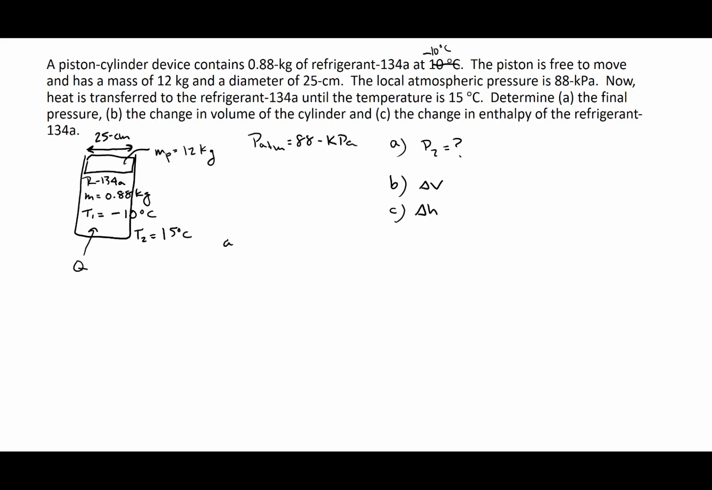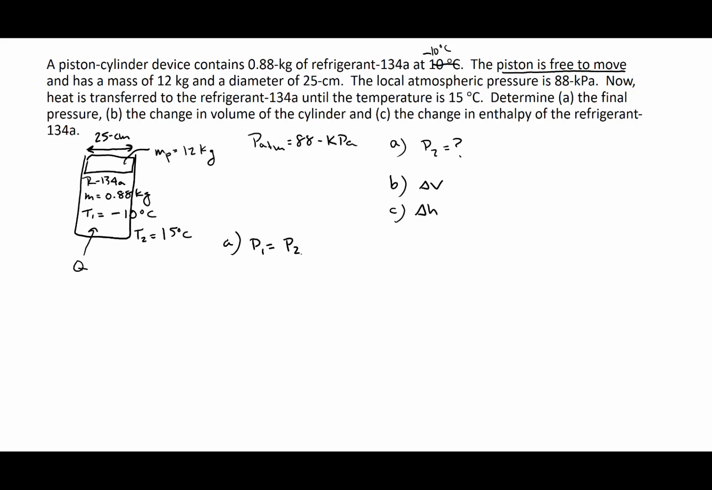So what we need to do, let's just start with A. So A says to find the pressure. Well, since the piston is free to move, that means that the pressure at the beginning, so the pressure before we start adding heat, and after the refrigerant is heated is the same. So that means that P1 is equal to P2.